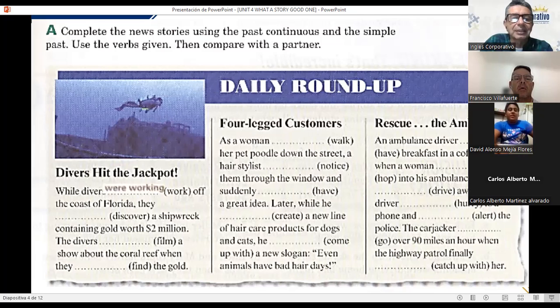They discovered. Do you remember what is a shipwreck? It's a sunken ship. Yeah, the ship sinks under the water. So that's why the divers were working off the coast. It means this is the coast where the beaches are, and then they were working on the water. They were looking for the shipwreck containing gold worth $2 million.